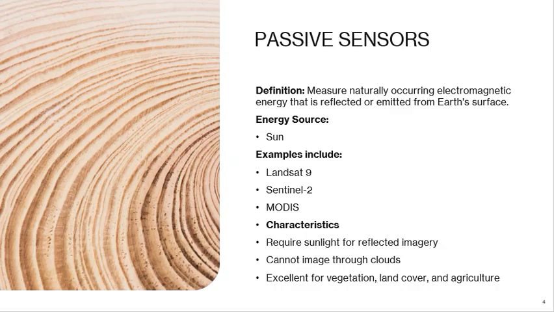Some examples that use passive sensor types are Landsat 9, Sentinel-2, and MODIS, which we'll discuss later in this lecture. And then the characteristics are that it requires sunlight for reflected imagery and it cannot image through clouds. And then it's excellent for vegetation, land cover, and agriculture.